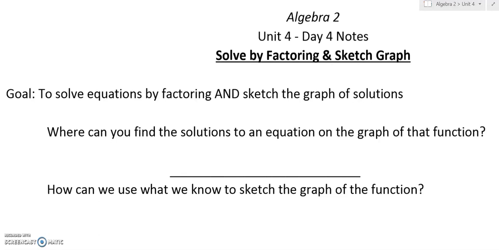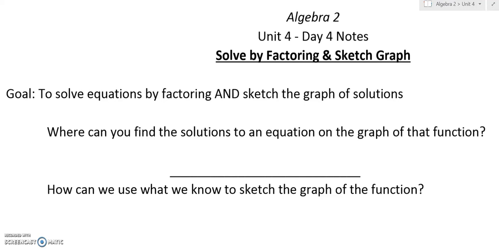Hi everybody, we're in Unit 4, we're on Day 4 notes. The title is Solve by Factoring, and then today we're adding on a little bit by sketching the graph. So after we factor it and we solve it, get those x-intercepts, we're going to be able to plot them. Maybe figure out the shape on your own, but sometimes we can use our calculator to help us.